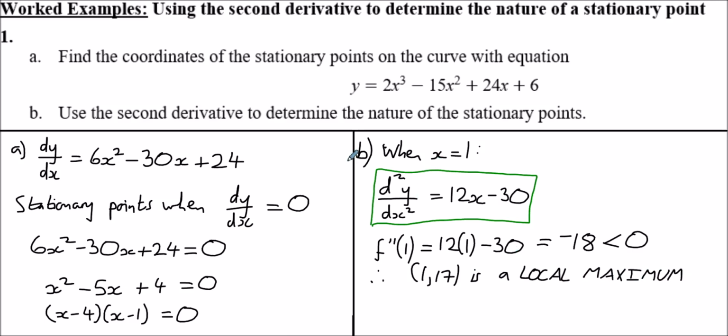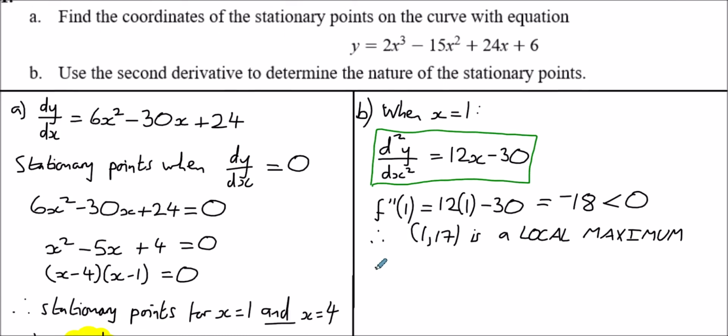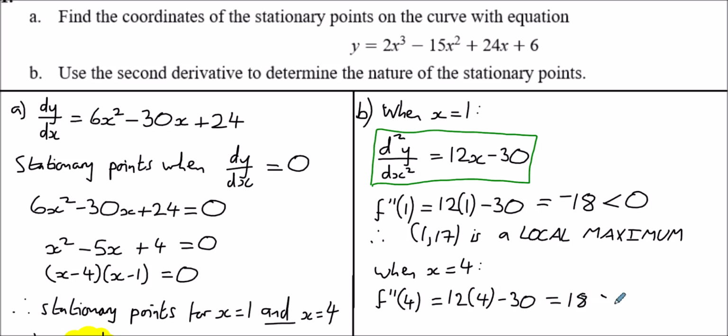And then we're going to try when x is equal to 4 and see what happens there. So when x is equal to 4, and evaluate the second order derivative for 4, we have 12 lots of 4 minus 30. 12 lots of 4 is 48, minus 30 is 18, and obviously that's greater than 0.